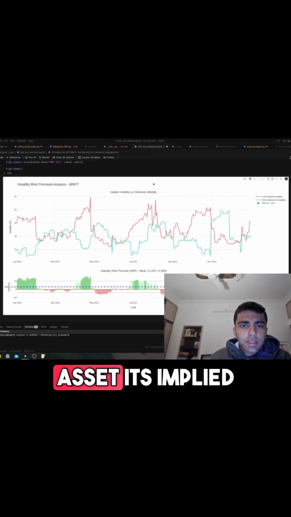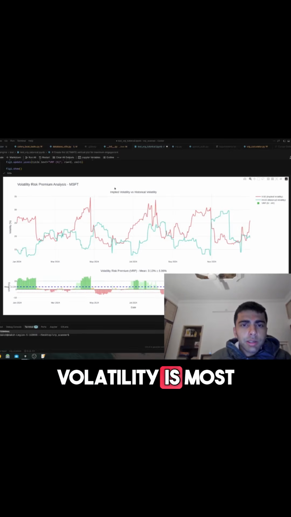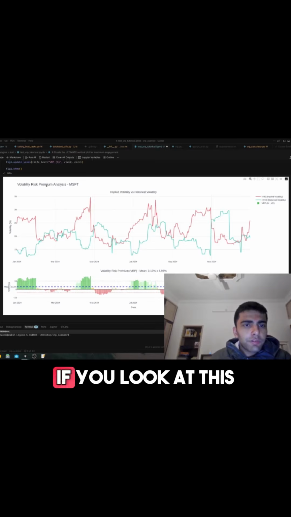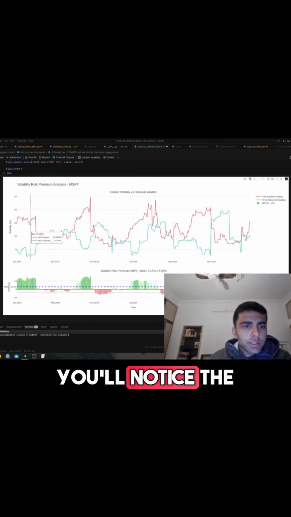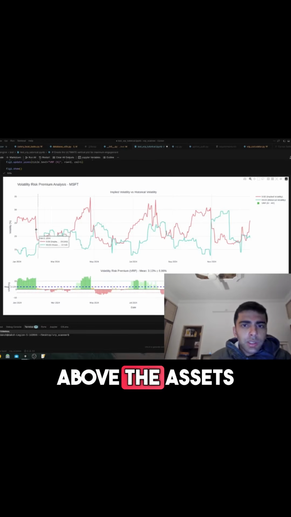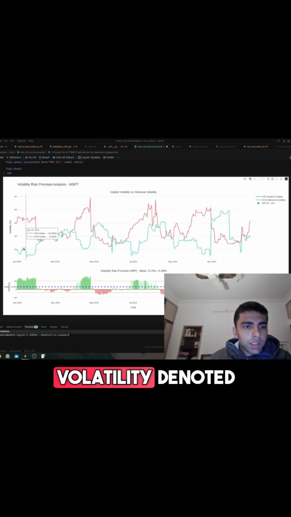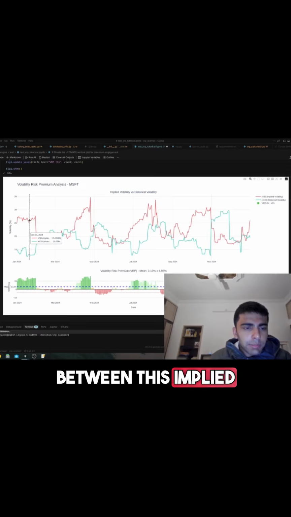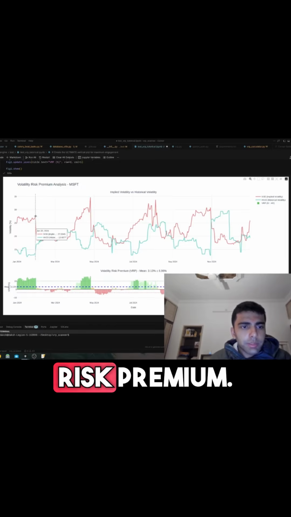Historically, for an asset, its implied volatility is most of the time above its actual historical volatility. If you look at this Microsoft chart, you'll notice the red line, which denotes the asset's implied volatility, is most of the time above the asset's actual historical volatility, denoted by the green line. The difference between this implied volatility and the realized volatility is called the volatility risk premium.